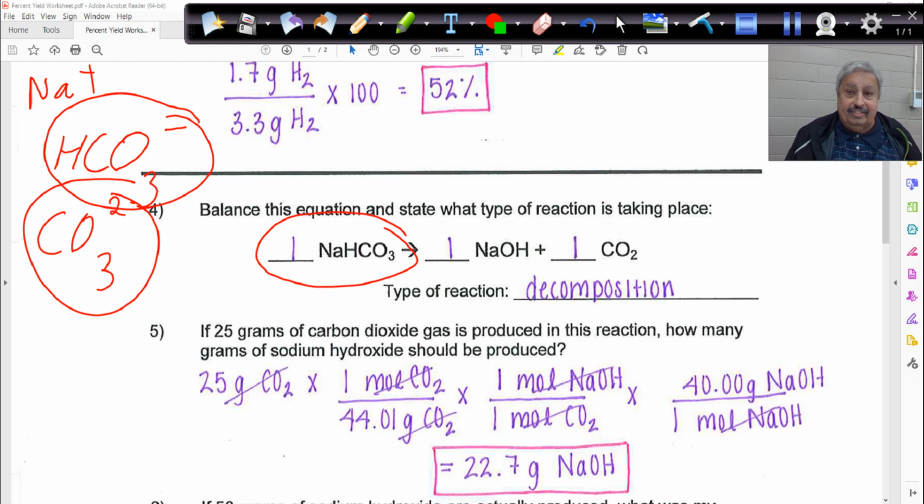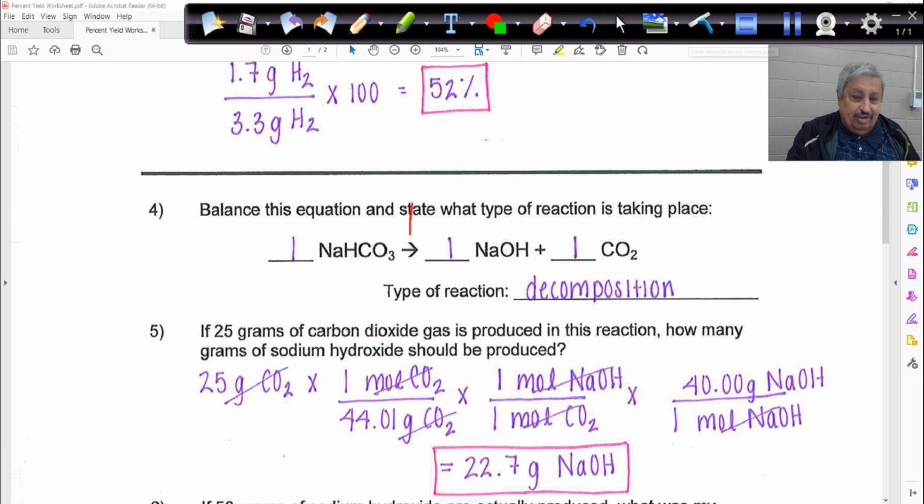If I heat one single arrow, I have one single baking soda or sodium hydrogen carbonate or bicarbonate. Baking soda is a commercial name. It's not a correct chemical name. It's sodium hydrogen carbonate, bicarbonate. That's the correct name chemically. So let's look at this. If I have those here, one arrow means I have one compound will give me what? Two compounds. That's what? Decomposition.